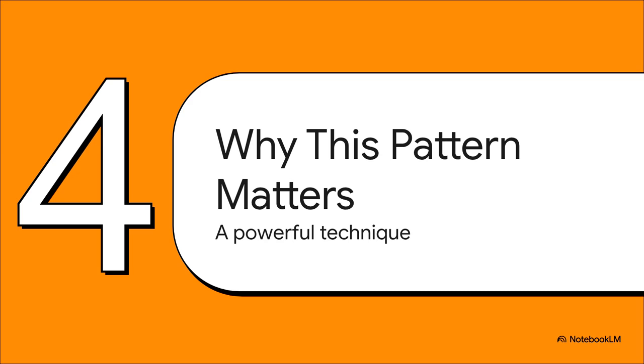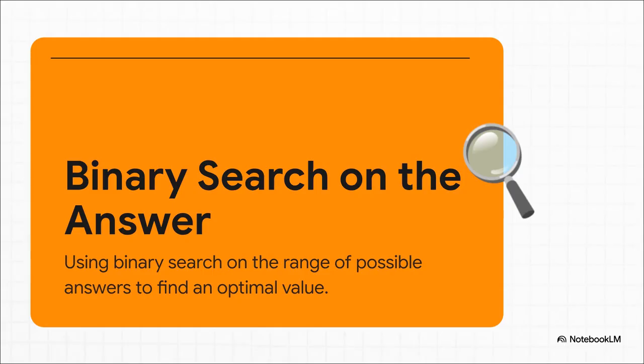Okay, so this is a really clever trick for placing angry cows. But what's the big takeaway? Why does this matter beyond this one puzzle? Because this technique, this way of thinking, is a fundamental problem-solving pattern that you can use all over the place. This whole idea is called binary search on the answer. It applies to any problem where you're trying to find a maximum or a minimum value.